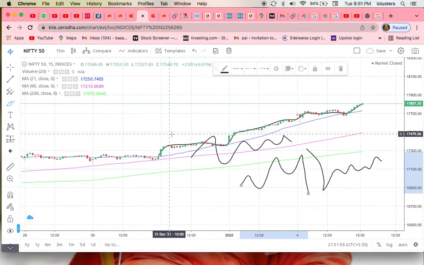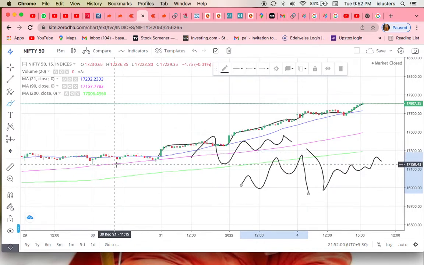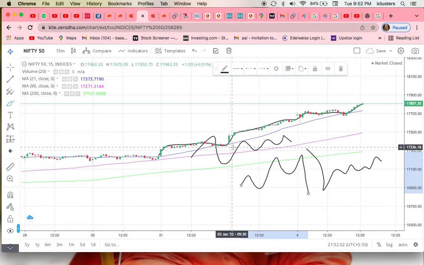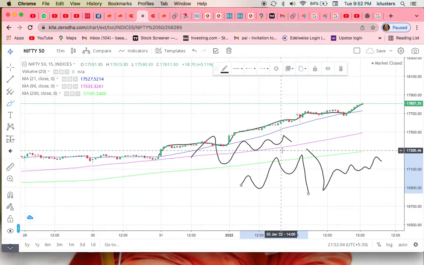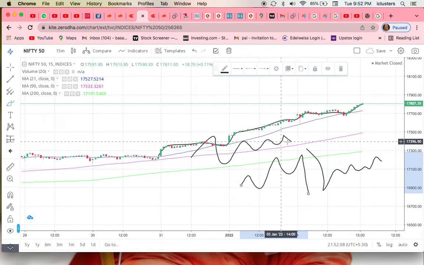First we studied about support zone and resistance zone, and next, moving averages. And how price moves upwards, and how price moves downwards.